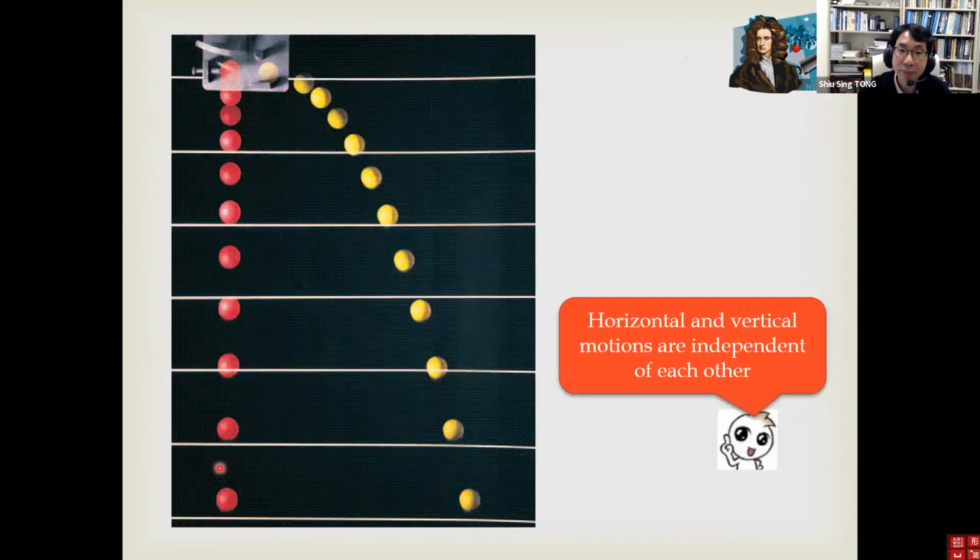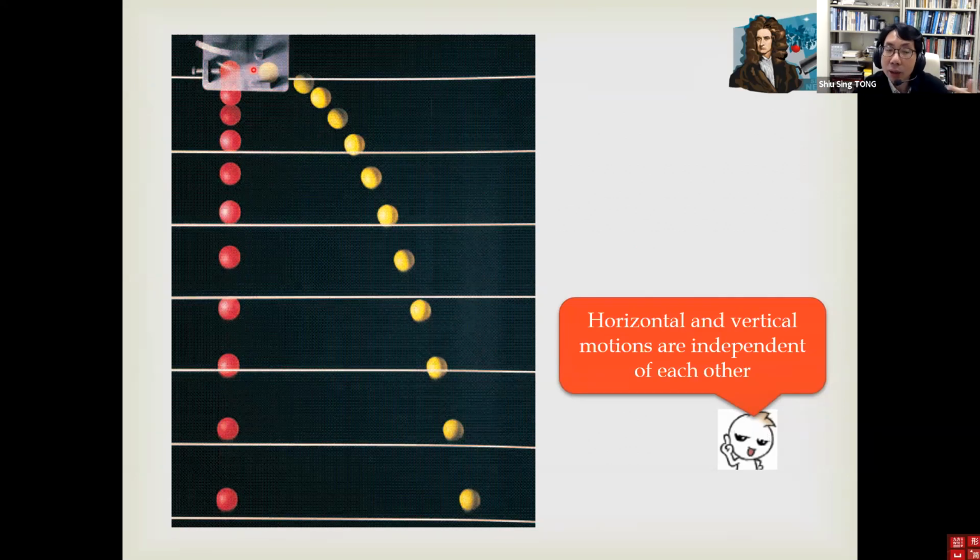Okay. Now this is an interesting demonstration about the independence of horizontal and vertical motion. This ball is released in red at rest, so it falls down vertically under gravity, and it's of course accelerated under gravity. So when we take the photograph of this ball at regular time intervals, we can see that it is going faster and faster. So the successive interval between the balls is increasing with time. Okay, because the ball is accelerating downwards.